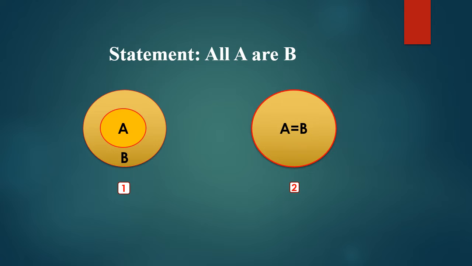So the first statement, all A are B. All A are B we can represent in 2 variations or 2 representations. The first one, all A are inside B, the whole A circle is inside B. The second one is whole A overlapping on B.